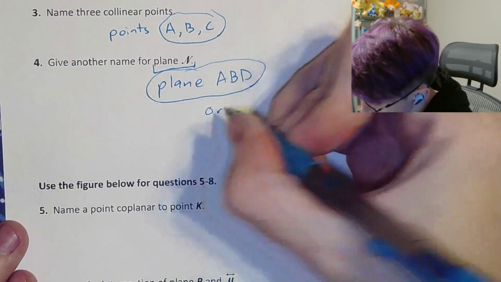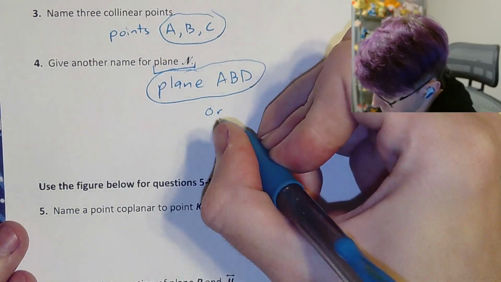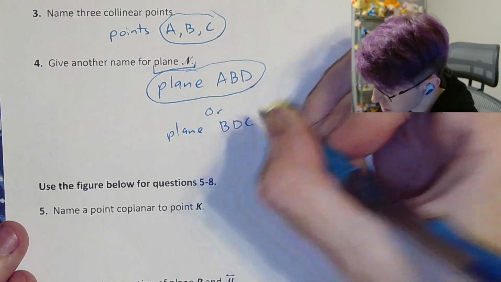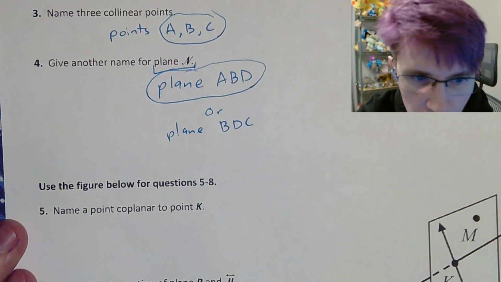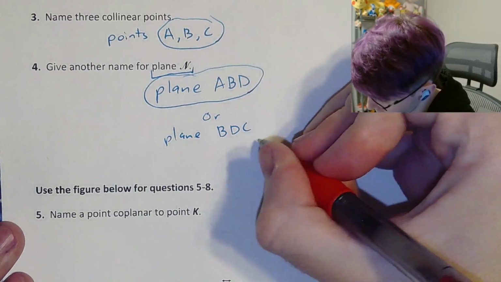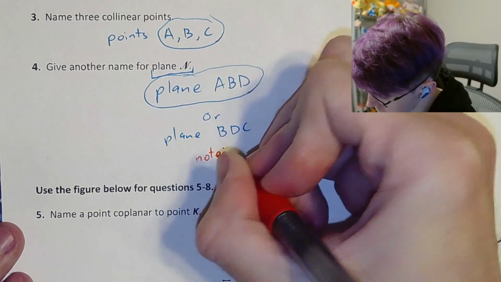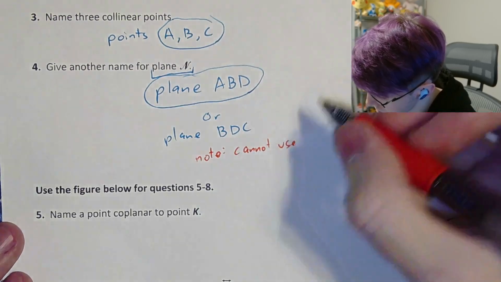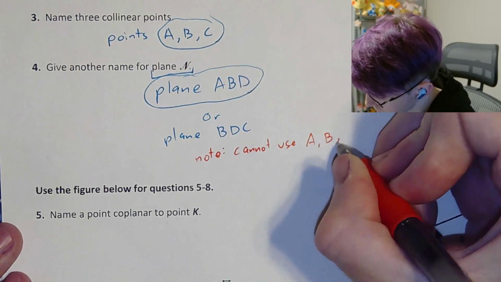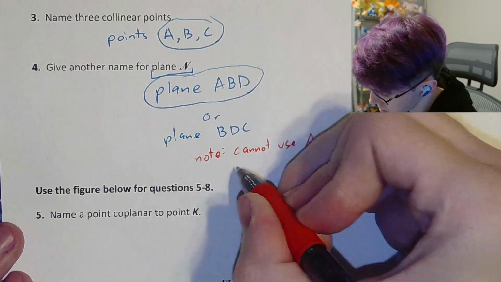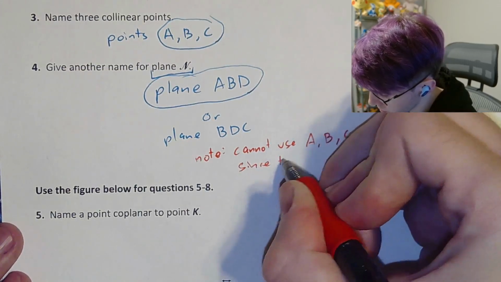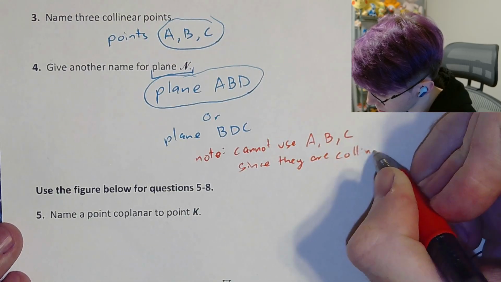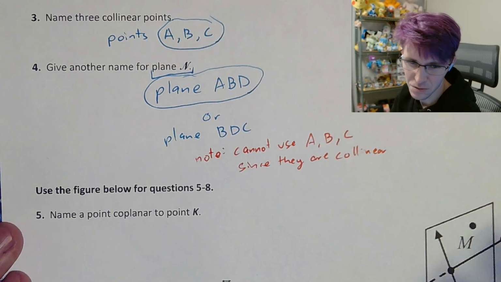By the way, you could have also used some version of plane, maybe B, D, C. But a little note, you want to make sure you're getting this right. Note, cannot use A, B, C since they are collinear. And you can only name planes with non-collinear points.